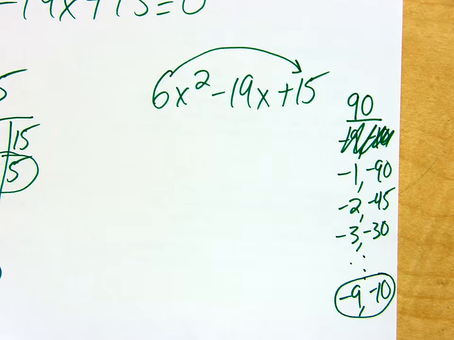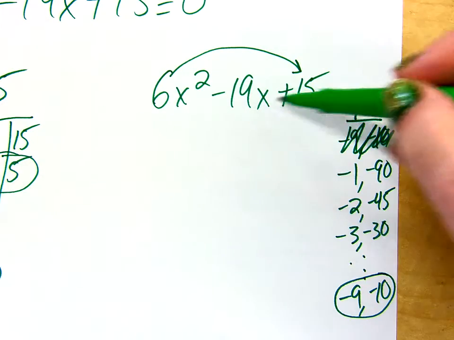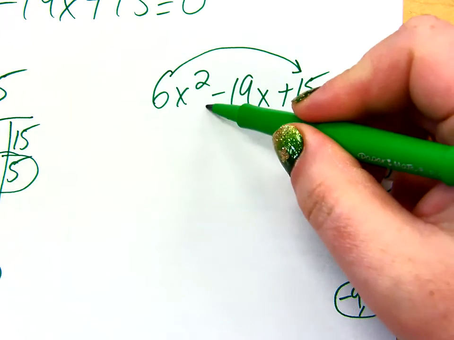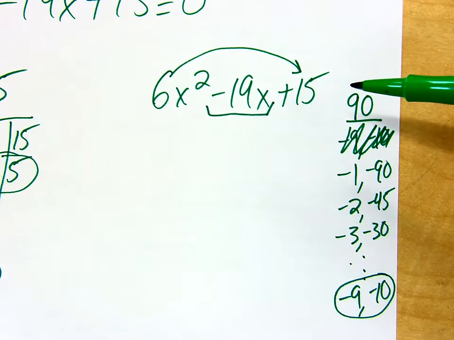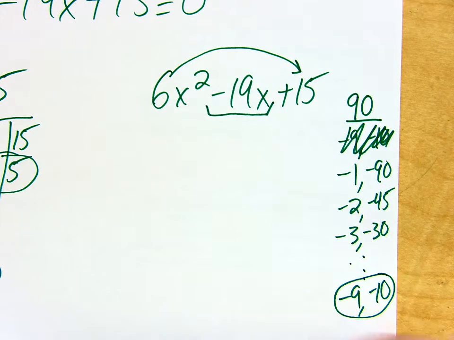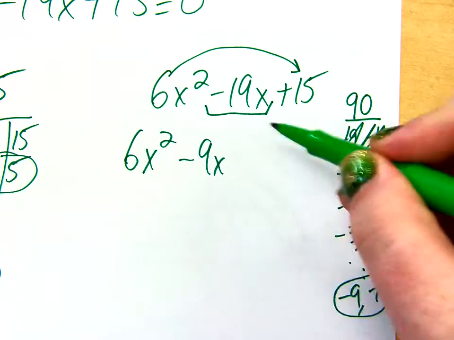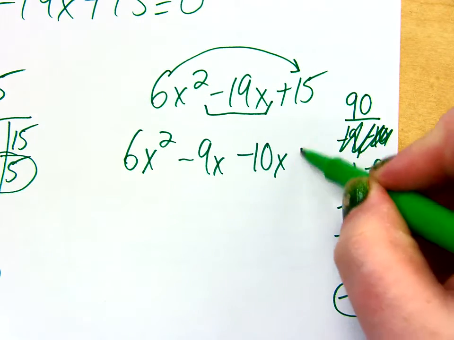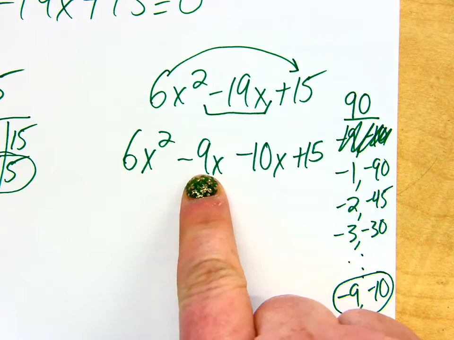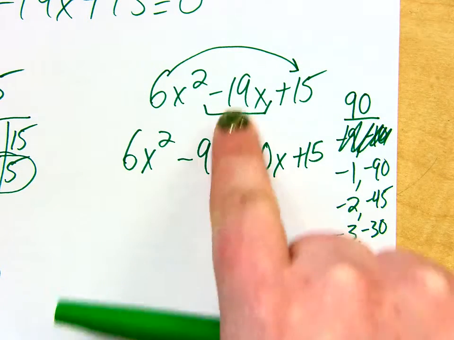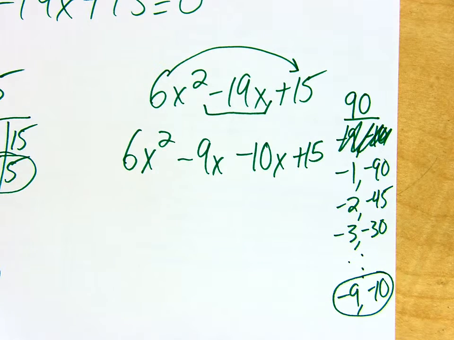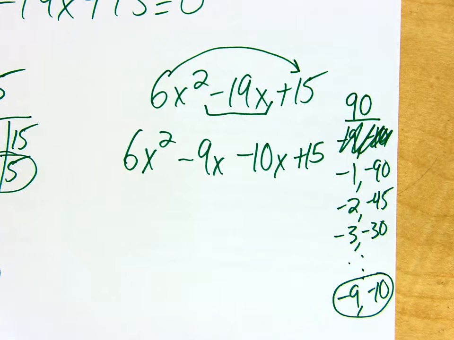Once you find that factor pair, you're basically going to rewrite this trinomial, but you replace the middle term with these two. So it looks like this, 6x squared minus 9x minus 10x plus 15, right? Because negative 9x and negative 10x, if I put them together, I really have that. The whole point of doing this is now you can factor by grouping.